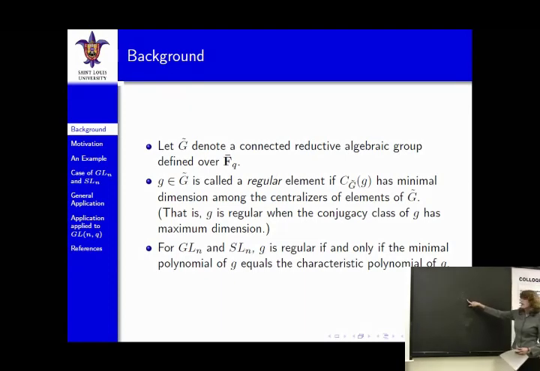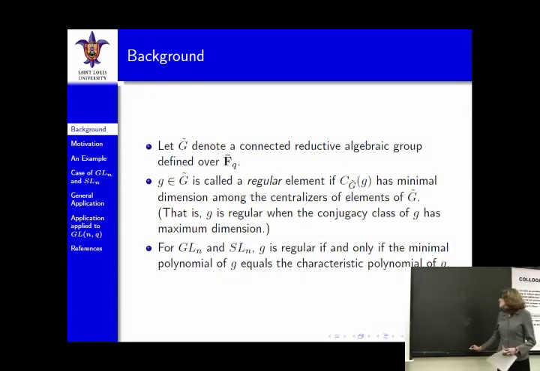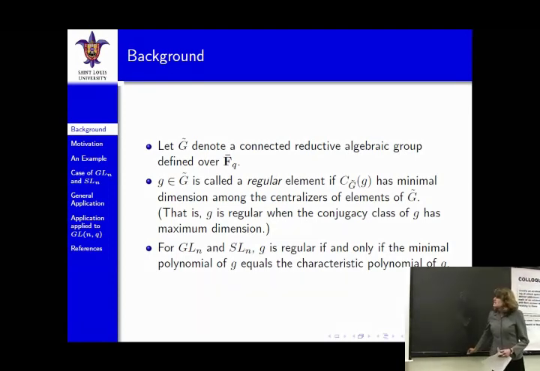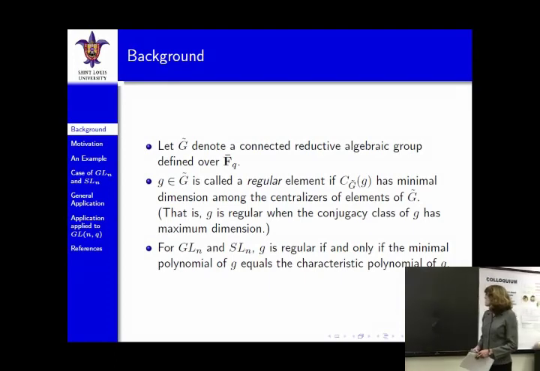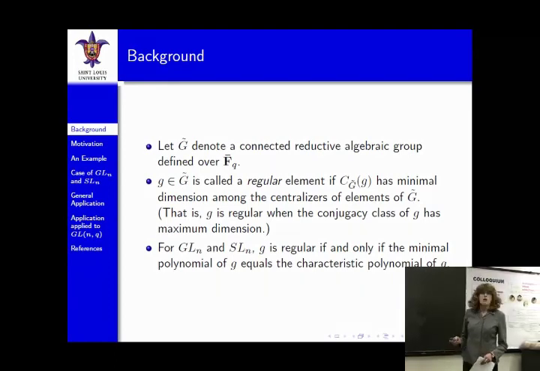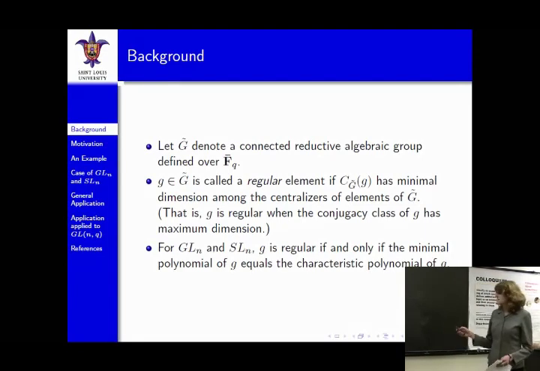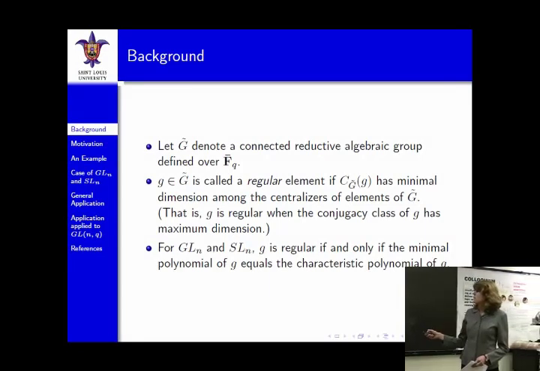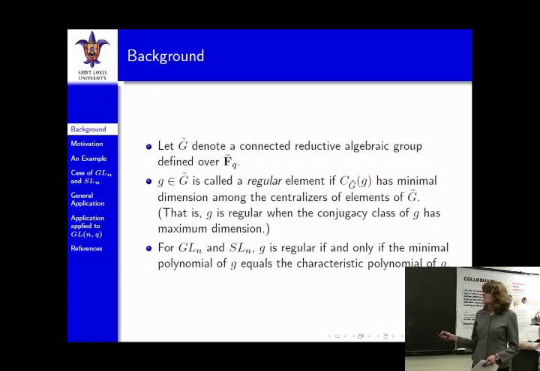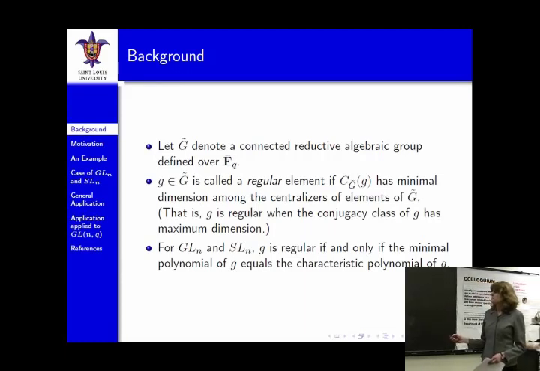That is the n by n invertible matrices with entries in the algebraic closure of the field F_q, where q is a power of a prime. So you can think of that as the standard example, but more generally, G tilde can be any connected reductive algebraic group.